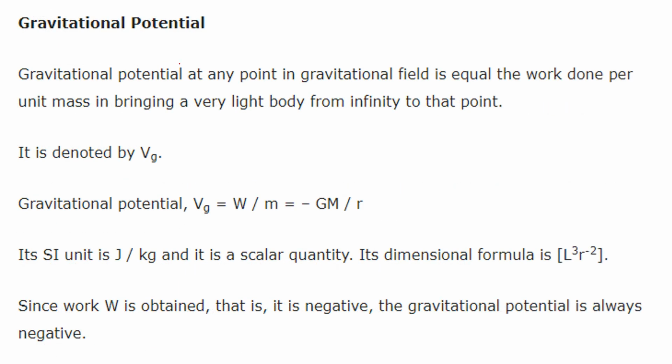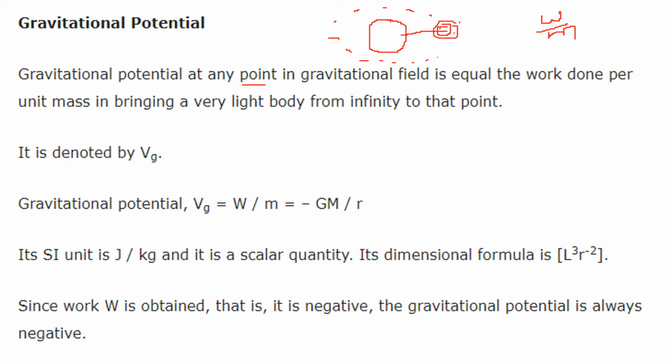Then we have gravitational potential. So what is the gravitational potential? Gravitational potential at any point in a gravitational field. See, if this is some body, say Earth, it has some gravitational field here. So gravitational potential at any point, see this point, in the gravitational field, because this body is in the gravitational field of the body, is equal to the work done per unit mass in bringing a very light body from infinity to that point.